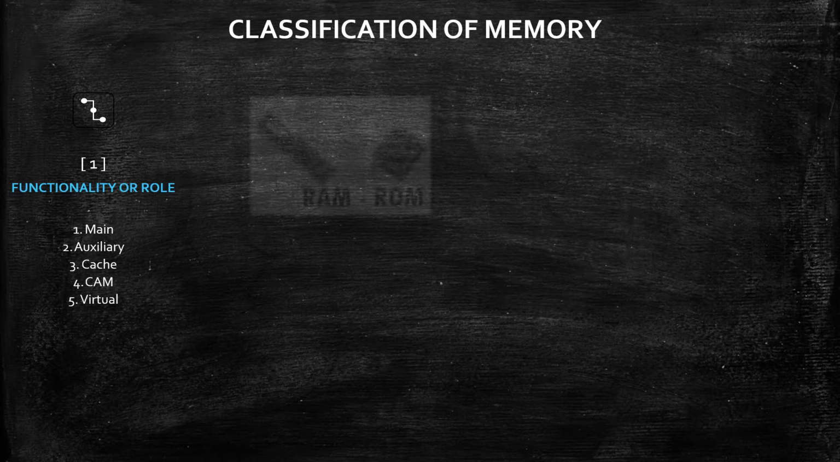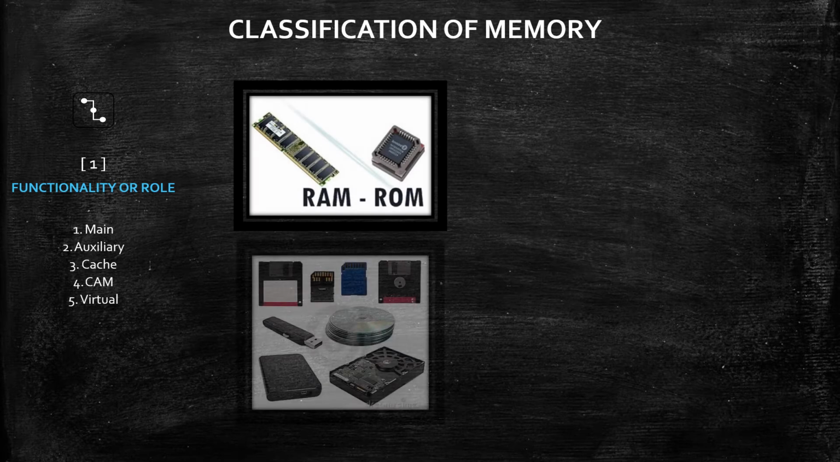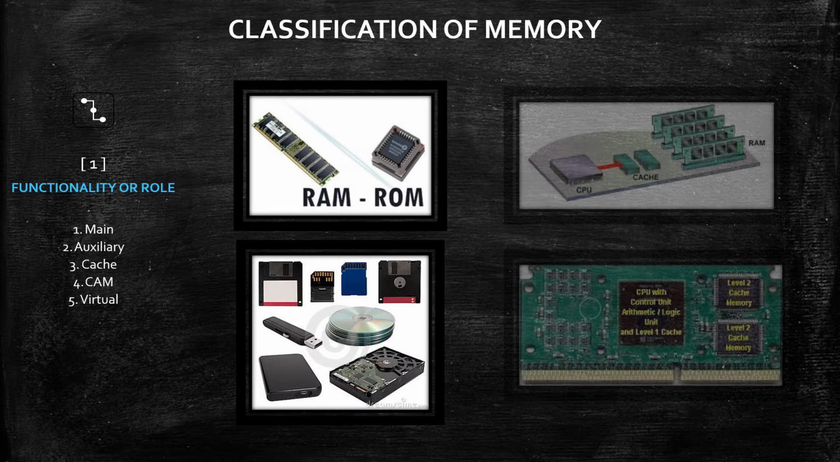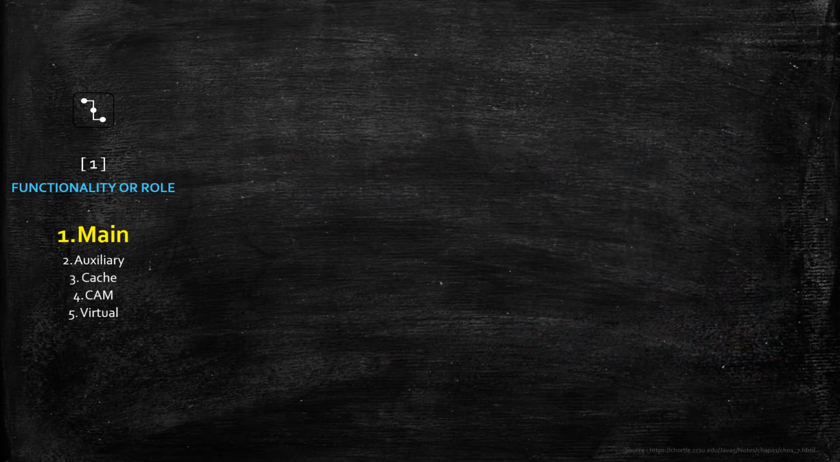So based on the functionality, as we know, we have a main memory, then we have auxiliary memory, then we have cache memories, and as we have already discussed, CAM and virtual memory both are concepts. This slide we have already discussed, but we'll see each and every memory in detail in the next slides. Okay, so let's start with the main memory.